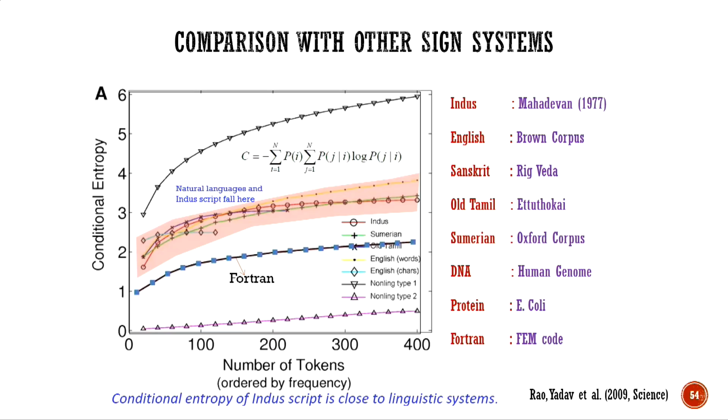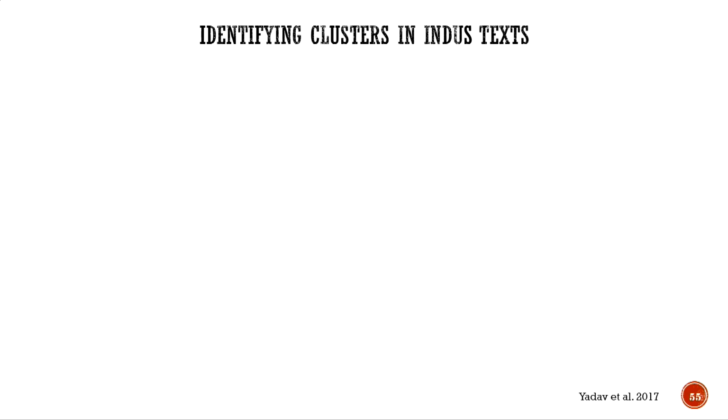So far, we looked at various aspects of the script using various different computational techniques. We built a model of the Indus script. We saw how we can use this model to check the variation in writing, to restore the text, and so on. So, in the next piece of analysis, we use unsupervised machine learning techniques to cluster the Indus text. I'll just quickly cover this result in the next 2 slides.